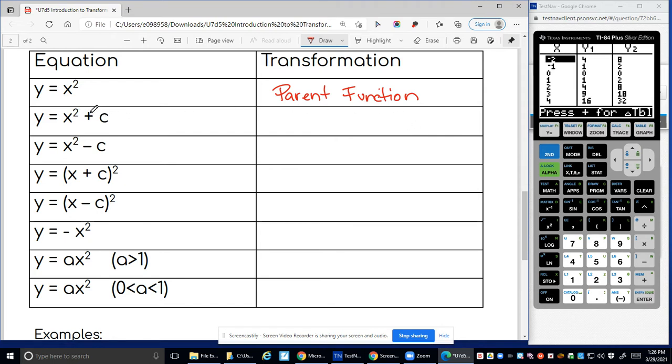Here, when we add something and we don't have parentheses, we're either going up or down, right? So when we add, this is up. It's called a vertical translation up by C units. Okay?